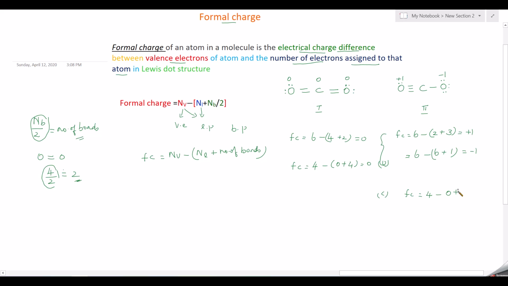Then the number of bonds: here 3 plus 1, 4. So totally that will be equal to 0. So we have 0 as the formal charge here.